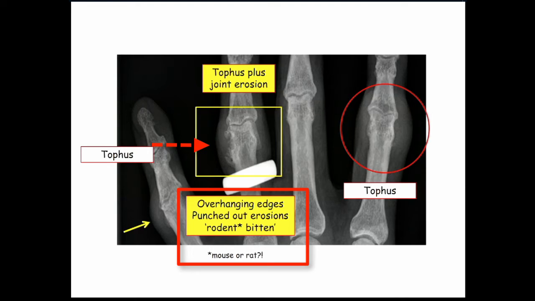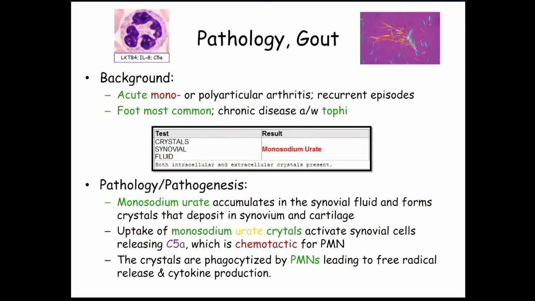So just know about these punched-out, overhanging edges. You just hear about it, and the first X-ray you pull up, it's like, oh my God, that's it, you got gout. So be familiar with the description of these punched out or overhanging edges. And again, the issue is going to be compare and contrast with rheumatoid arthritis when it comes to the radiographic descriptions.